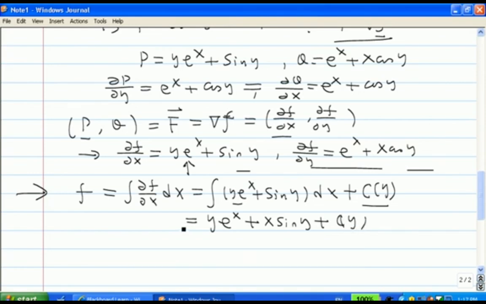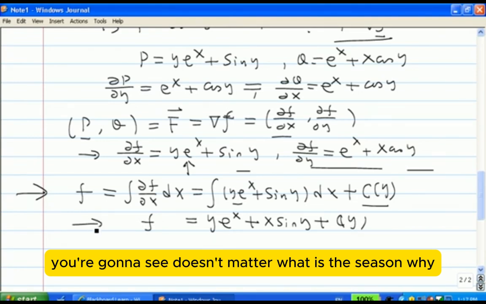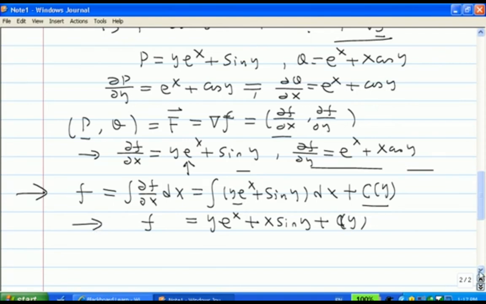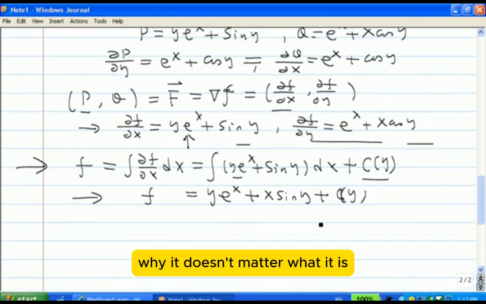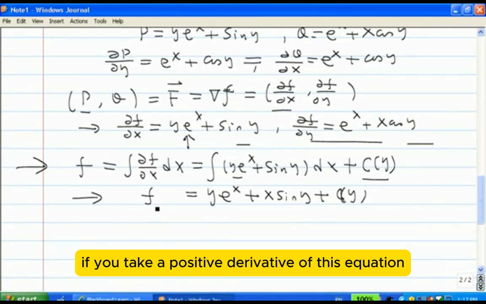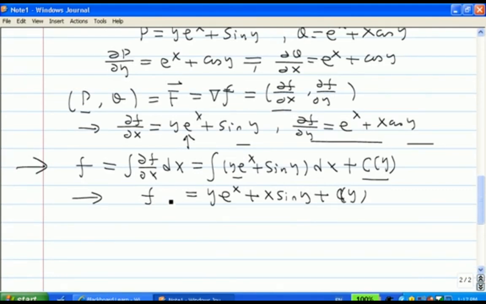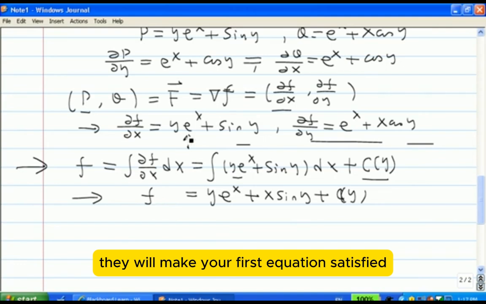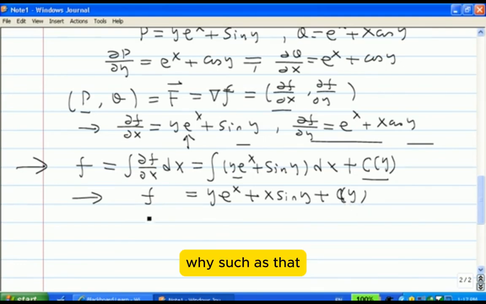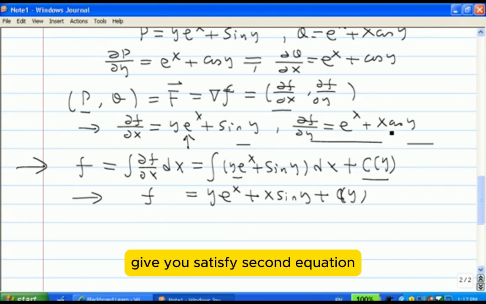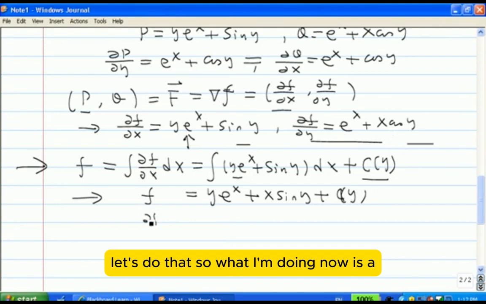Okay, you are going to see, it doesn't matter what c of y is. C of y could be y squared sine y. Doesn't matter what it is. If you take a partial derivative of this equation, that will make your first equation satisfied. Okay. Now we want to choose c of y such that partial f with respect to y satisfies the second equation. Okay, let's do that.